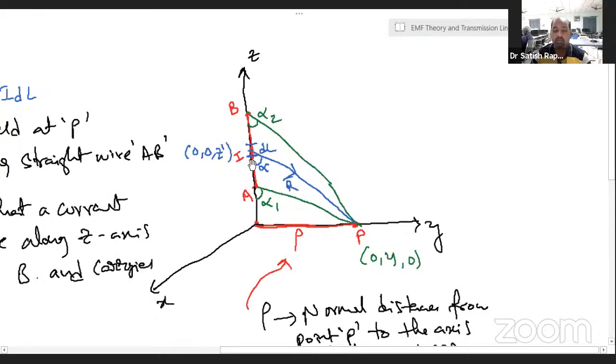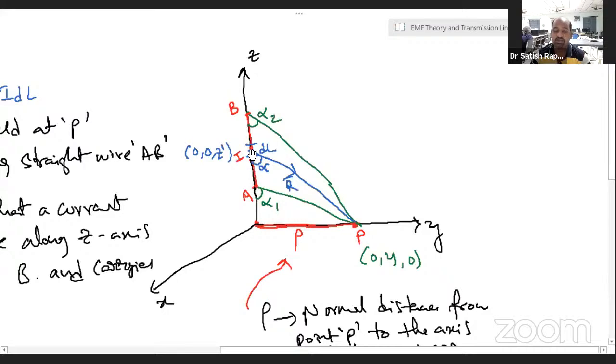Determining the magnetic field over the entire length is difficult, whereas determining the magnetic field with respect to a small length is very easy. That is why here we are considering a small differential length dl. We will determine the magnetic field at point P due to this differential element, so that by integrating we will get the magnetic field due to the entire length.